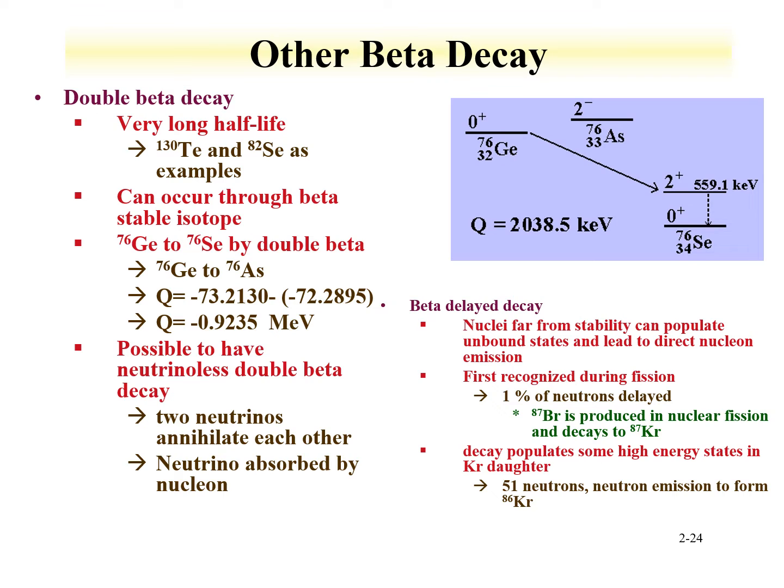Now another branch of beta decay is beta delayed decay. Nuclei far from stability can populate unbound states that lead to direct nucleon emission. This is where you have a beta decay which is followed by neutron emission, so a beta delayed neutron. These are important for nuclear reactors. About 1% of the neutrons that are produced in fission are actually these beta delayed neutron emissions. And we'll discuss this more when we talk about fission.